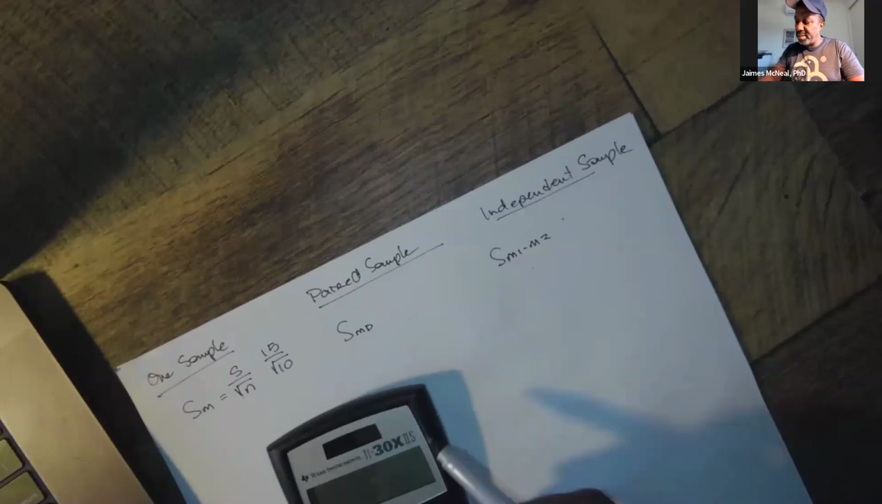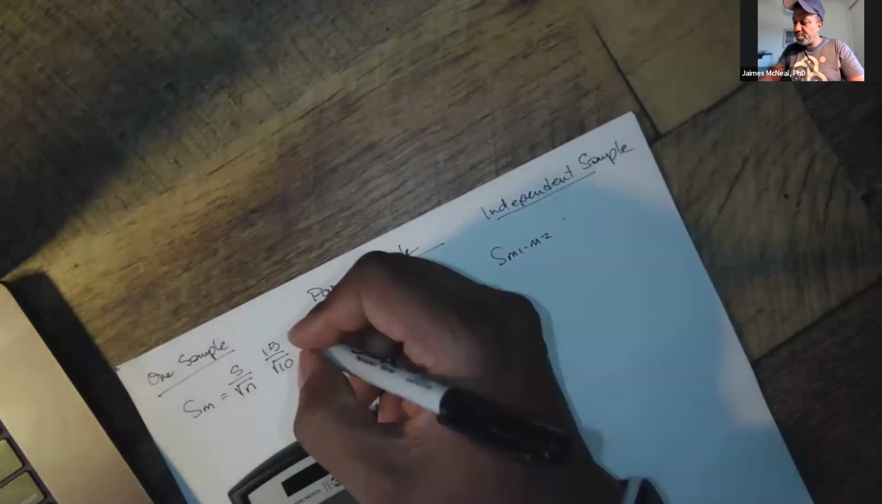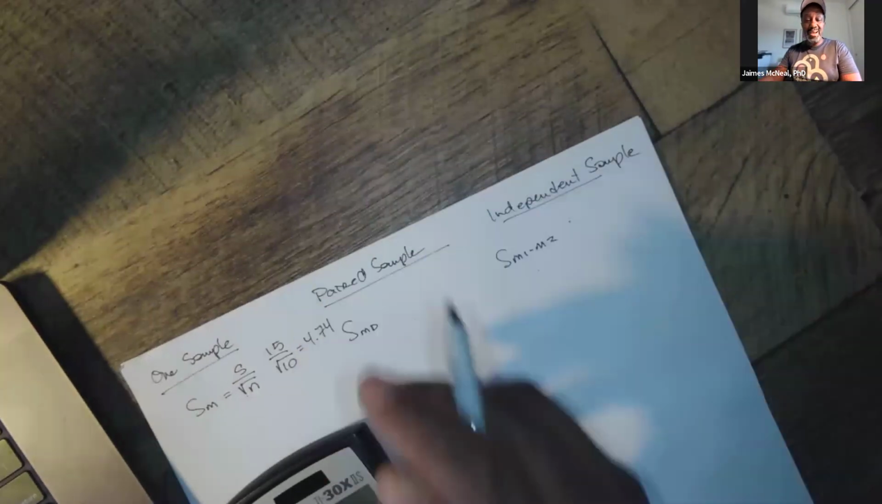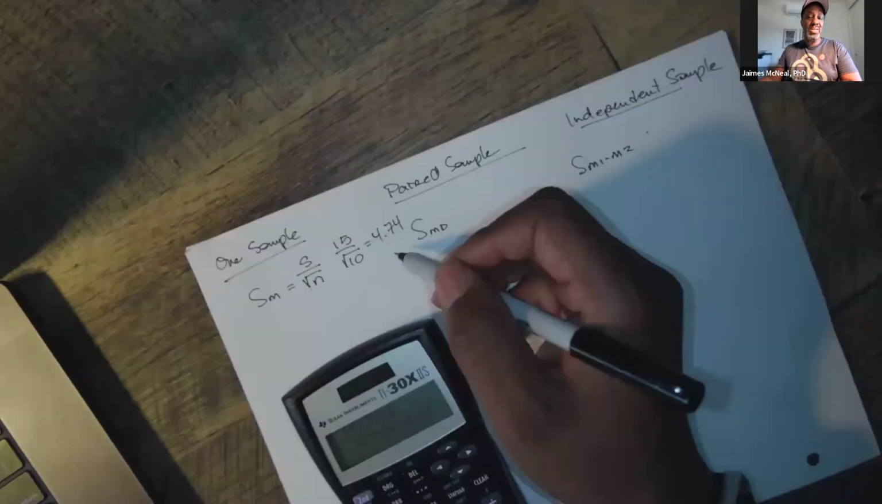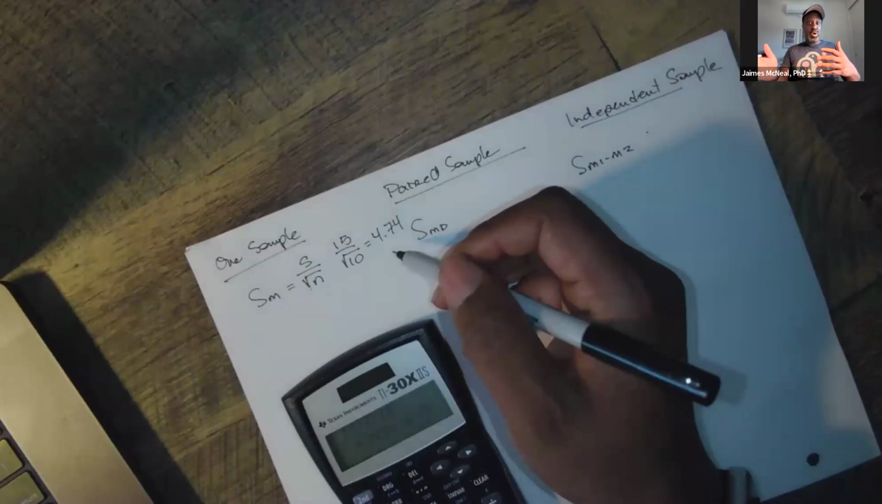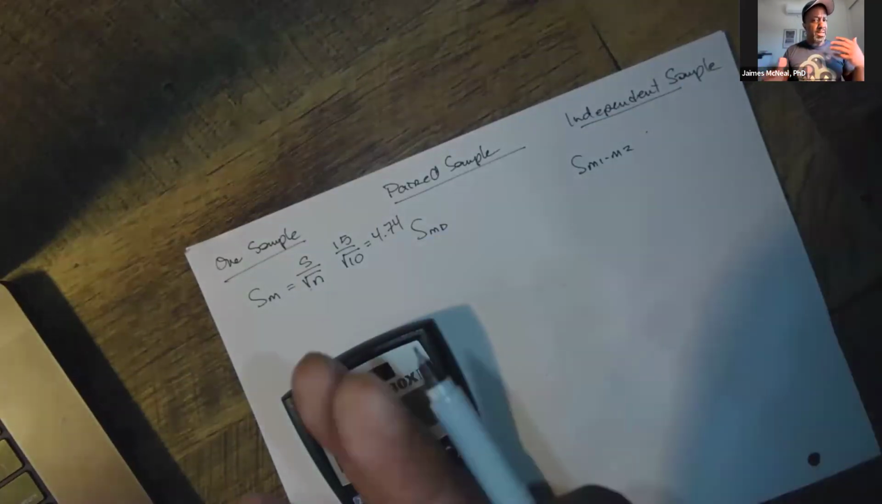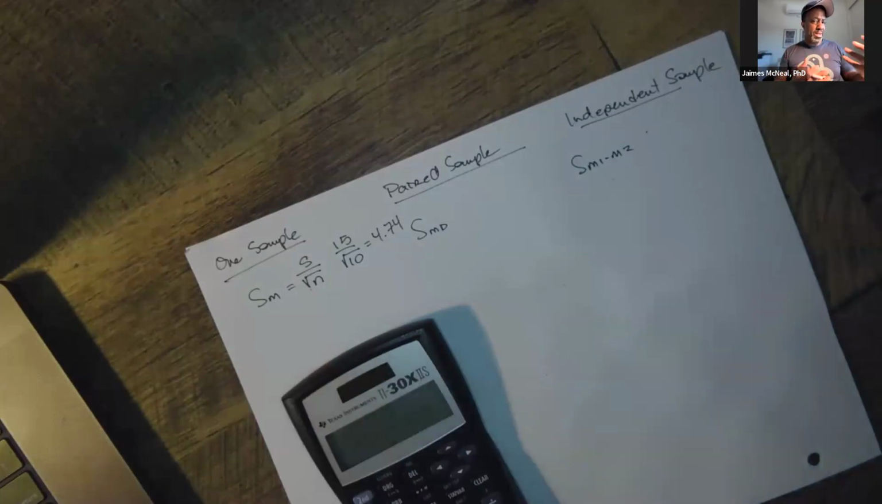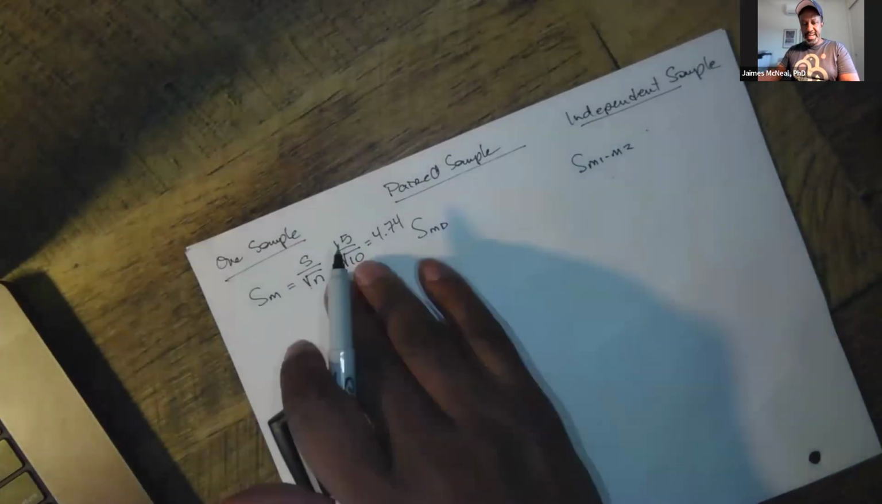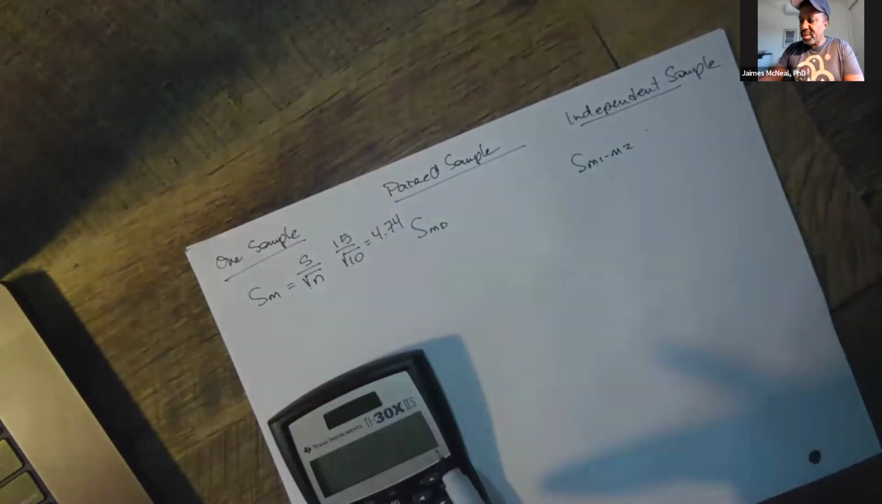4.734, which is 4.74, which isn't a very stable standard error, which means it could go 4 points lower or 4 points higher. That sample mean is going to bounce around quite a lot. But I just wanted you to see the formula and how to key it into the calculator.